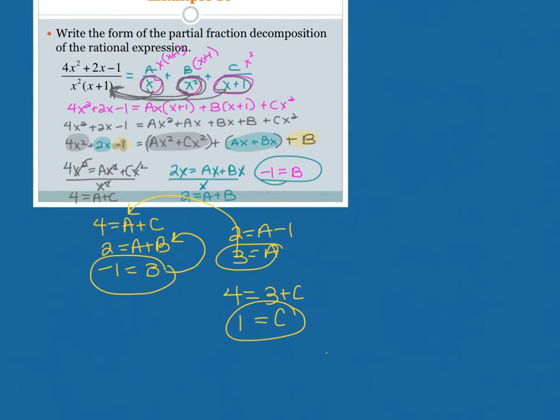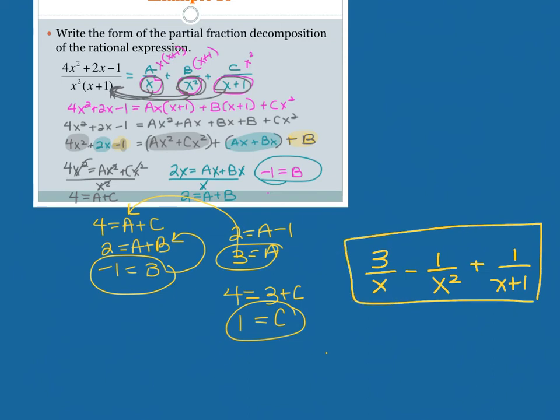Once you plug them back in, a goes with x. This would be 3 over x. B goes with x squared, so it'd be minus 1 over x squared. And then c goes with x plus 1, so this would be positive 1 over x plus 1. And then there's your decomposed fraction.